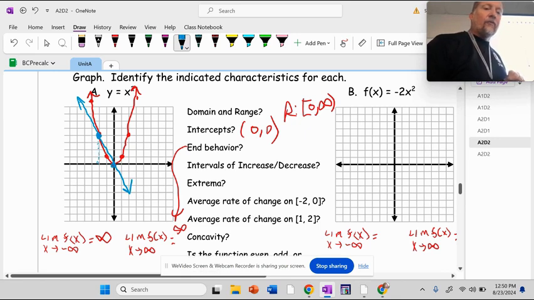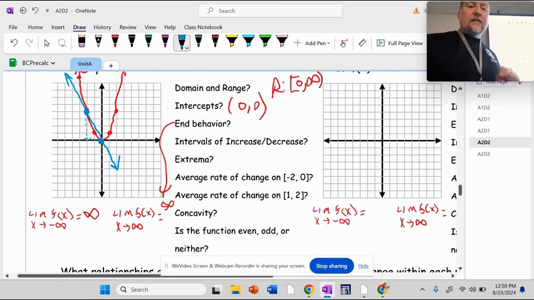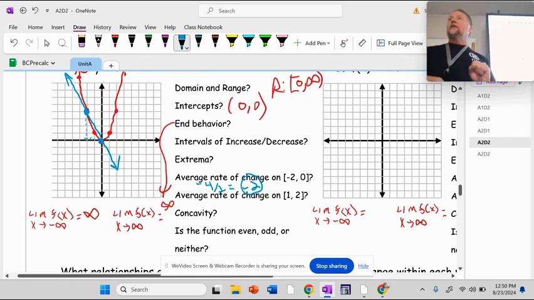1, 2, 3, 4 over 2. So this is negative 4 over 2, which is negative 2, the average rate of change. Got it? Does it make sense?